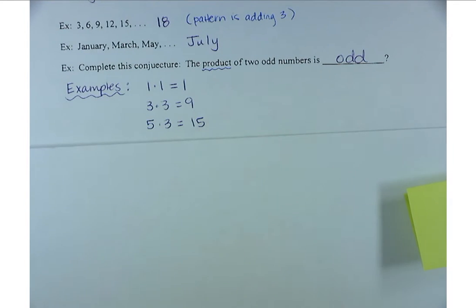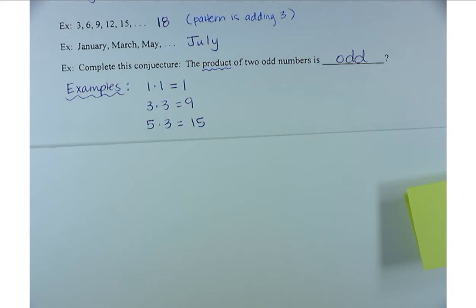Okay, and then I want you to come up with 2 of your own. Any 2 examples of your own. Okay, now for the 2 that you're doing, are you getting the same result? Is the product still an odd number?